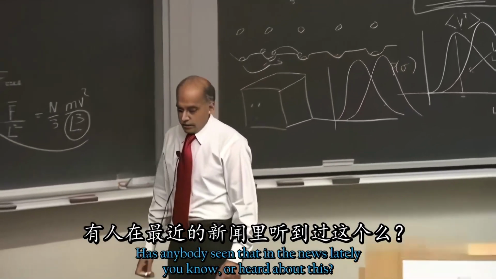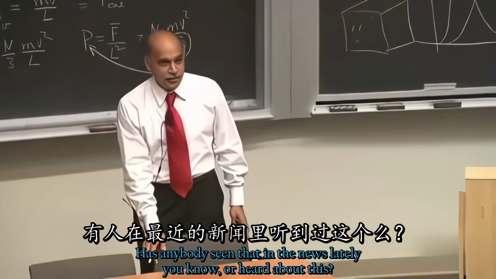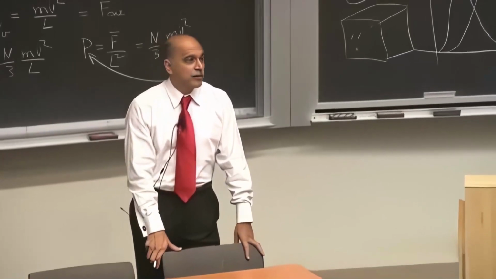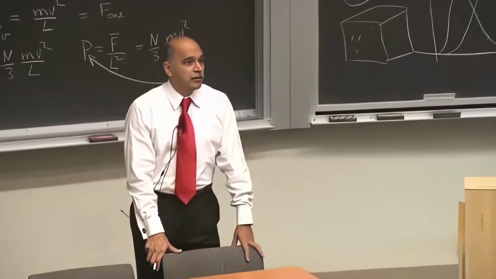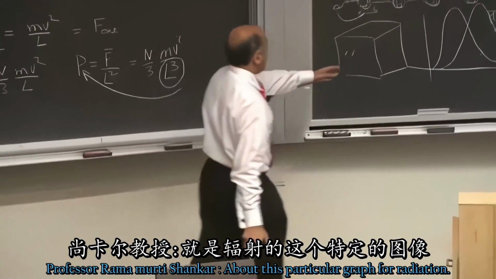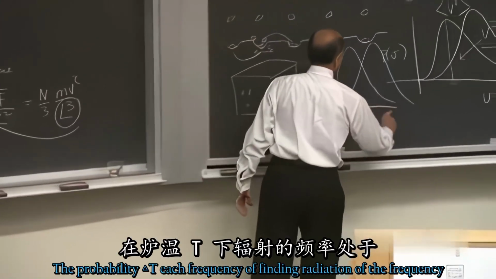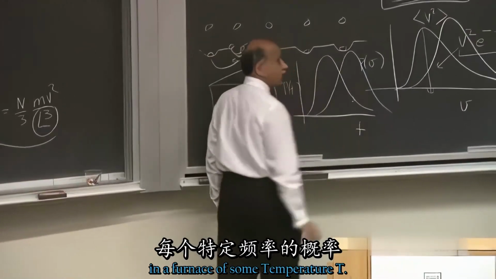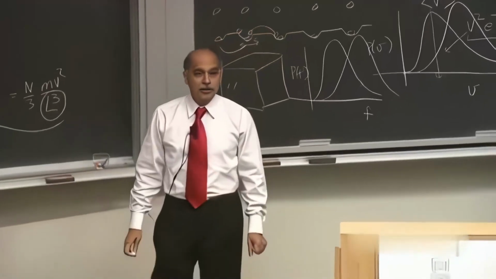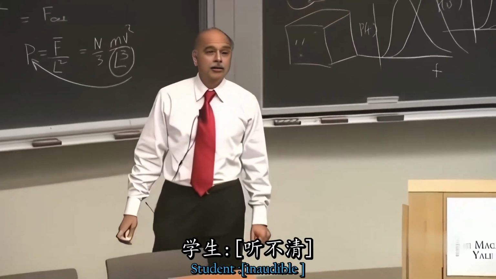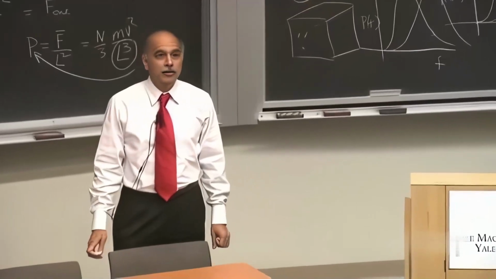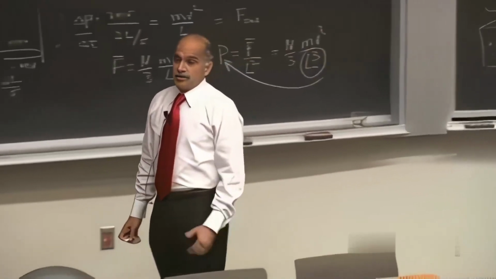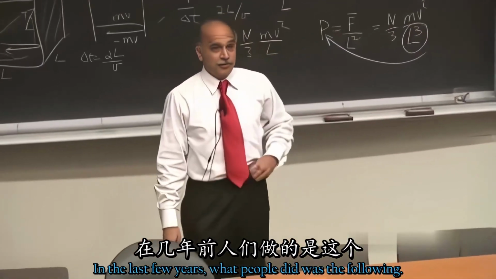Now, has anybody seen that in the news lately or heard about this? Pardon me? About this particular graph for radiation. The probability at each frequency of finding radiation of that frequency in a furnace at some temperature T. Yes? I know in general there's a Wien's displacement law that gives. No, but in current news, in the last few years, what people did was the following.